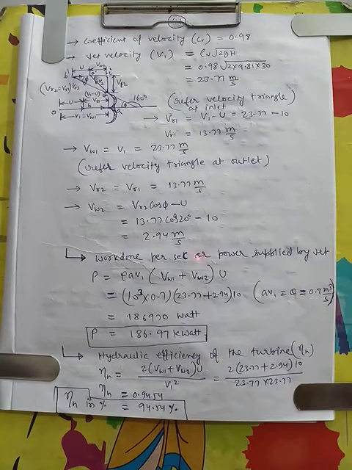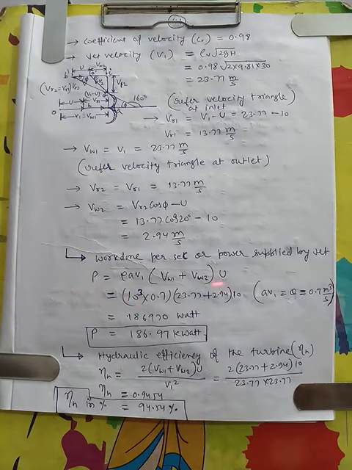Now the work done per second, or power supplied by the jet, will be given by rho A V1 into the bracket VW1 plus VW2, multiplied by U. Here it will be plus because beta is smaller than 90 degrees. If beta is greater than 90 degrees, then it will be minus. So rho is the density of water, 10 to the power 3, A V1 is the discharge, which is given as 0.7. VW1 is 23.77 plus VW2 we calculated 2.94, and U is given as 10 meter per second.